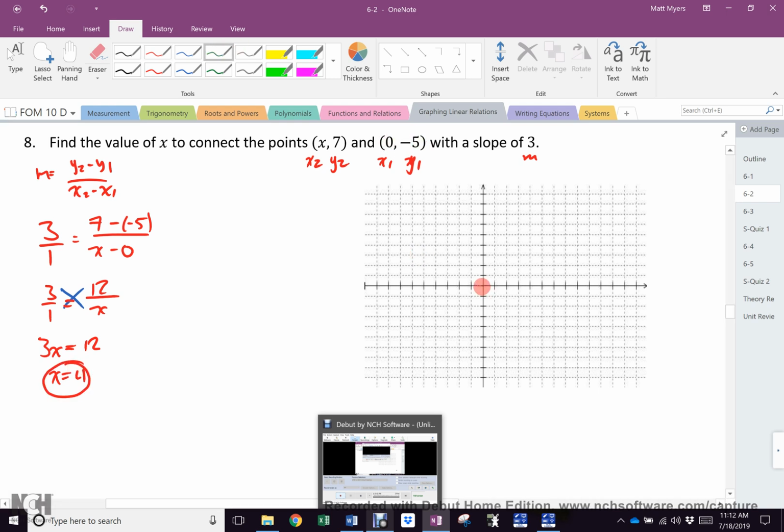Now, let's do this graphically. I know I have a point at 0, negative 5, right there. And I know I have to get up to y equals 7. 1, 2, 3, 4, 5, 6, 7. Here is where I have to get all the way up to. I know my slope is 3, so that's 3 over 1. 1, 2, 3 over 1, not there yet. Again, not there yet. Again, not there yet. 1, 2, 3 over 1, there I am. And I check, and lo and behold, 1, 2, 3, 4, x equals 4.